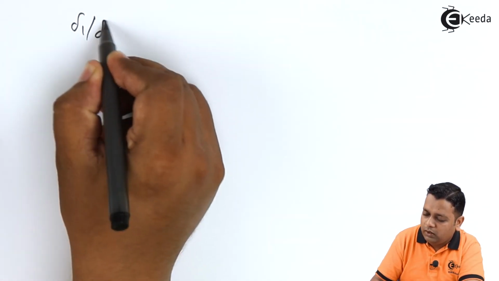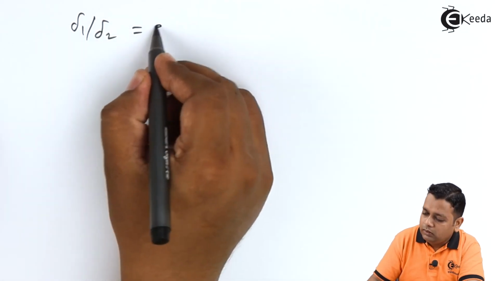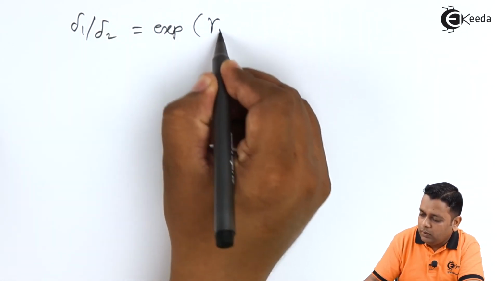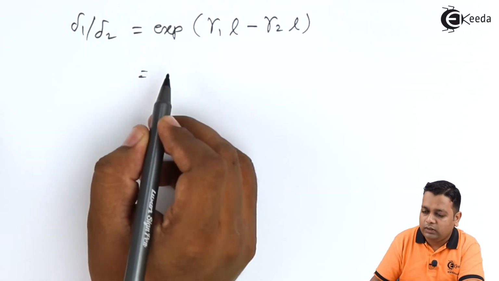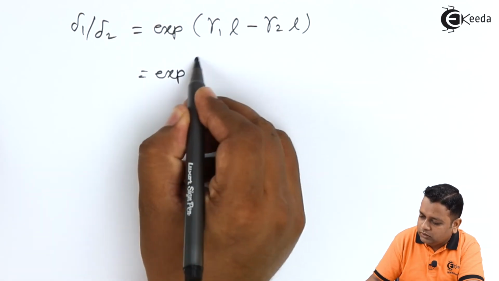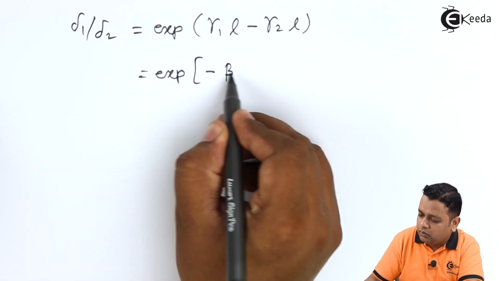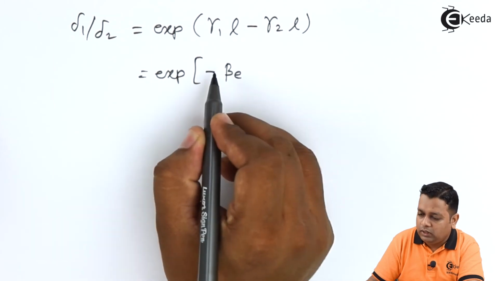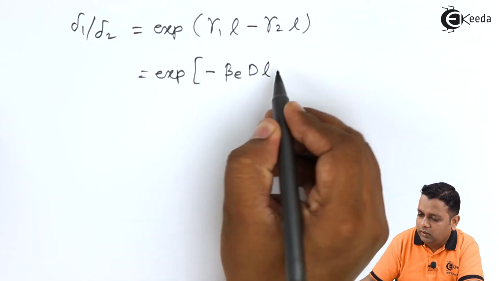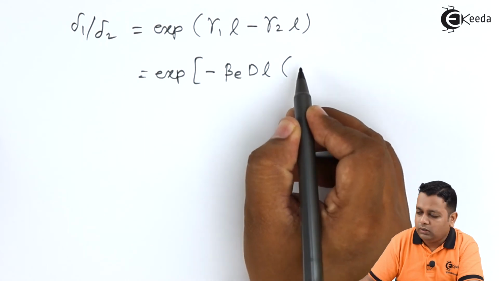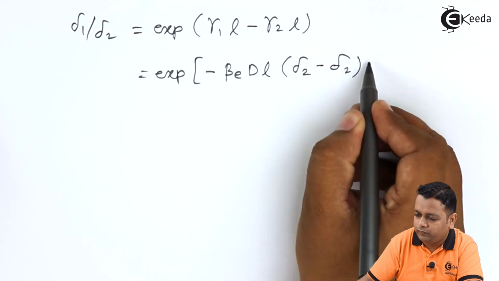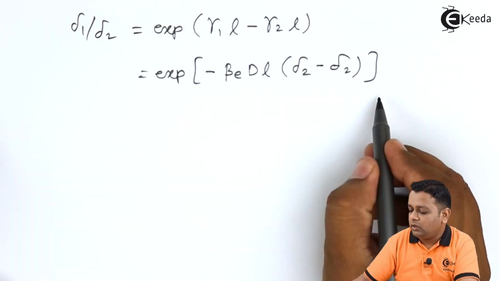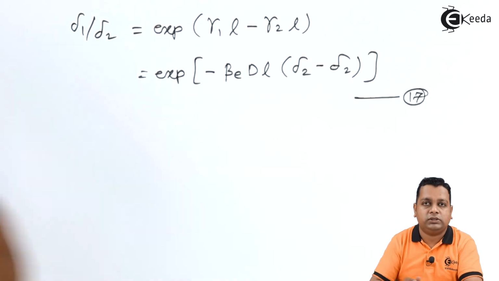The ratio of del 1 to del 2, del 1 divided by del 2, will be given by the exponential of gamma 1 into L minus gamma 2 into L here. So it will finally be the exponential of the square bracket involving the phase shift constant beta suffix e, in negation, along with capital D L, and inside the parenthesis here we have the difference del 2 minus del 1. So this can be equation number 17 in the sequence here.